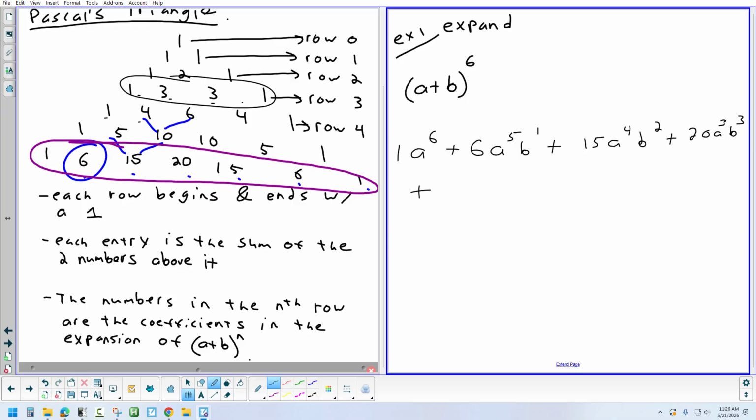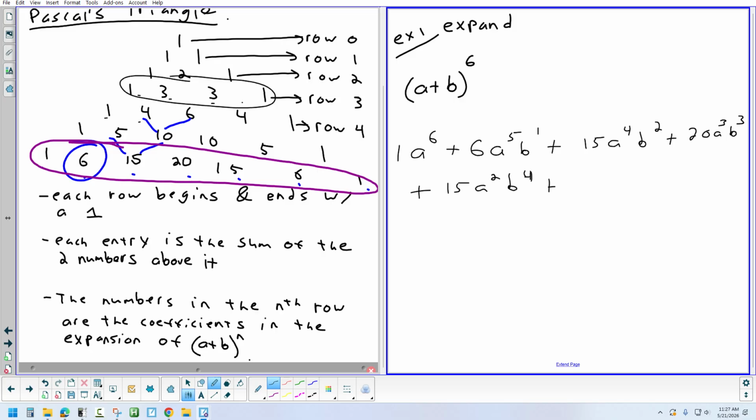Now we've hit the highest coefficient. We're in the middle. Now we're going to go back down. Okay. How about the next term? Anyone think they can give me that one? Yeah. Nick? 15a squared b to the 4th. Hadley, could you give me the next one?